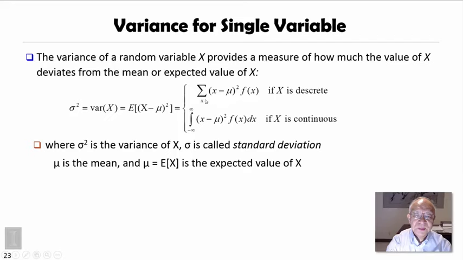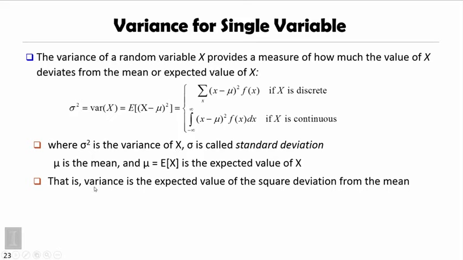That simply says we use the sum of this function. This function is x's deviation from mu, the mean value, take the square, times the density function of x. If x is a continuous variable, we take an integral where the range is from minus infinity to infinity. To that extent, we say variance is the expected value of the square deviation from the mean.